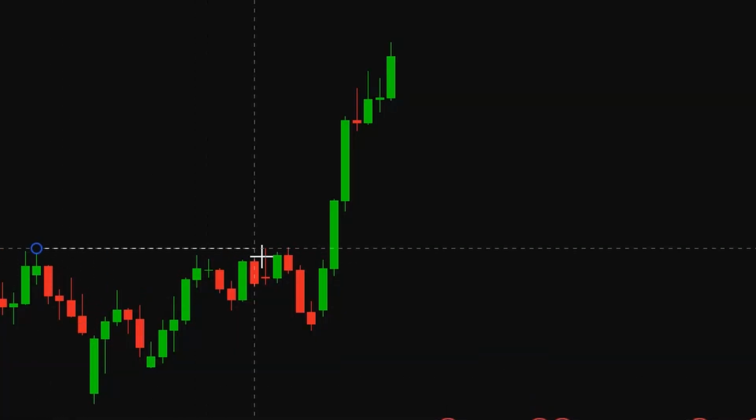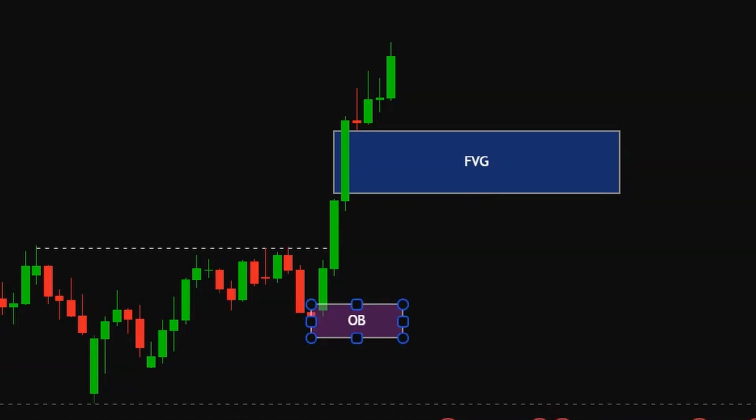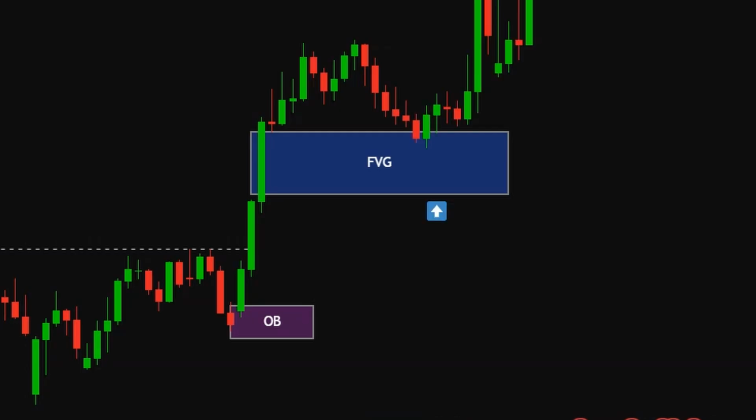Here you can see a strong impulse that breaks through the previous level. That move leaves behind a large FVG and an order block way down below. When price retraces, it only taps the upper premium zone of the FVG before bouncing back up. But taking a trade in this area is risky. The reaction is shallow and momentum can easily shift against you.